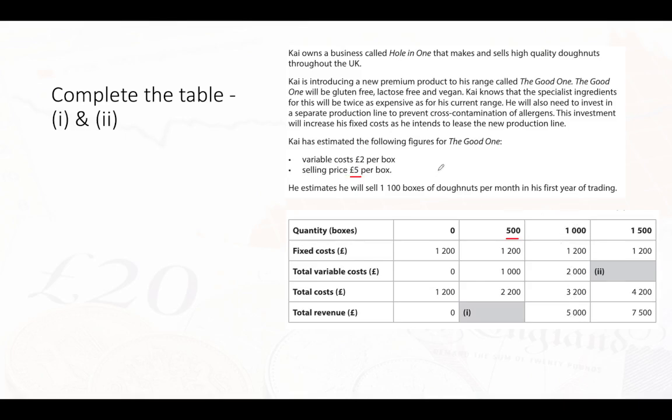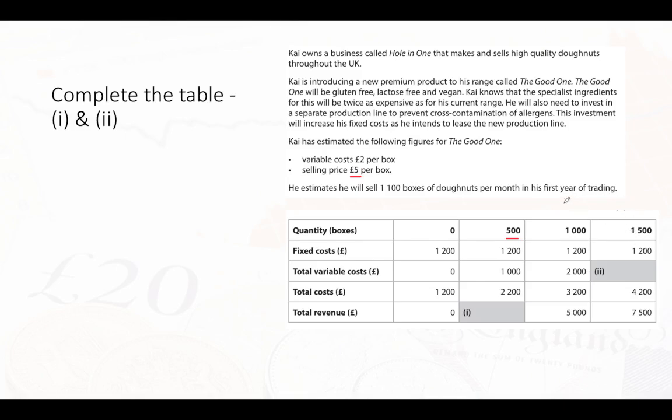wouldn't we? So sometimes with your data that you're given, you can cross-reference it against each other to double-check, sense-check your answers. I would advise you to sense-check your answers sometimes. It doesn't take long, but pretty easy. And then we've got total variable costs down here, and we've got variable costs up here per box, and we've got how many boxes there are.